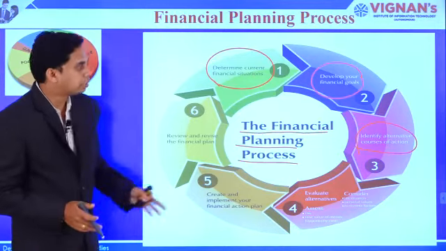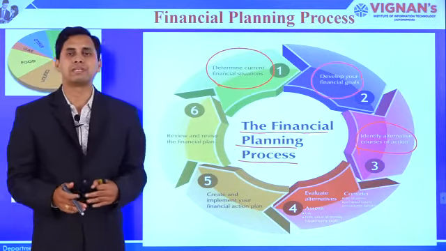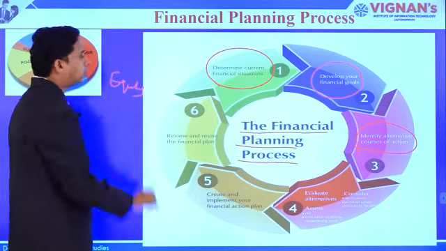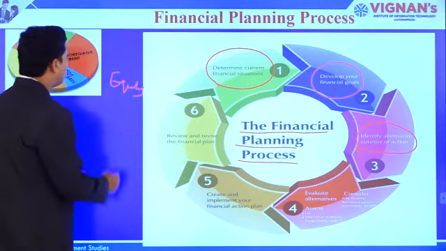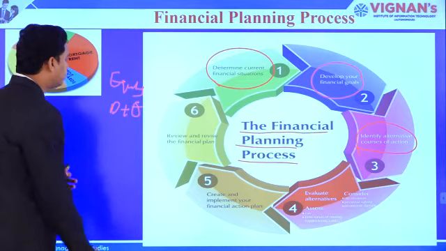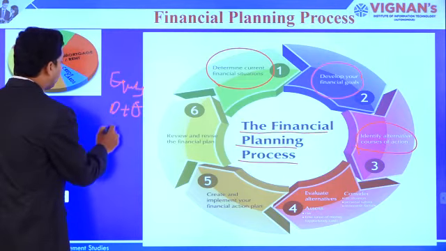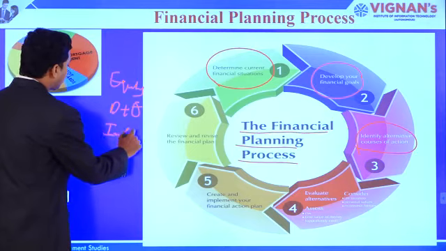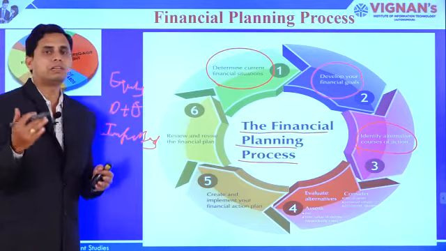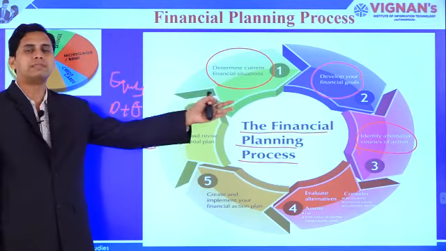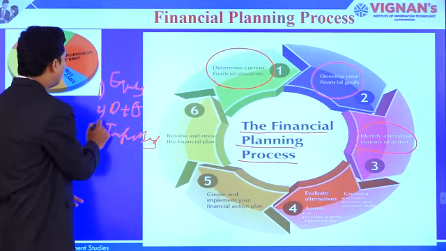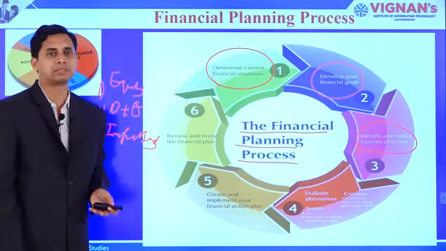This is nothing but identifying different courses of action, whether equity investment is the best alternative for me to go for. Equity investment is one alternative, a debt and equity combination is another alternative, and infrastructure bonds are another alternative. So there are different alternatives that you may come across for retirement savings. These are all known as alternative courses of action.